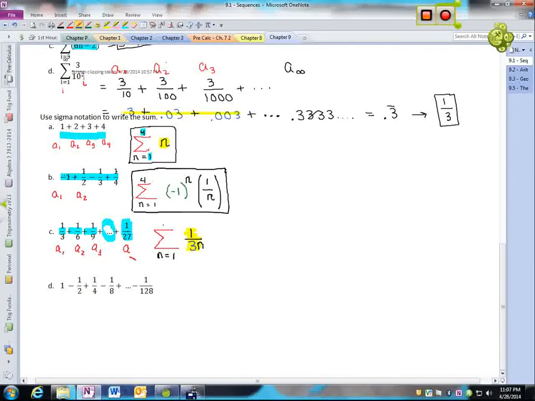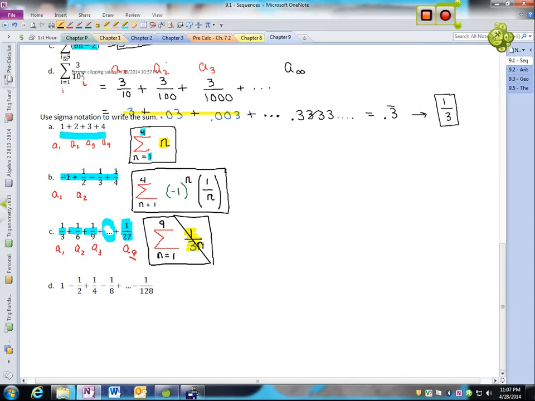Does the next one check? If I plug in 3, do I get 1/9? Yes. So what is this term here that I'm looking for? I want it to be 1 over 27. What do I have to plug in for n here in order to get 1 over 27? I need to plug in 9, because 1 over 3 times 9 is 1 over 27. So my upper bound is 9. I'm going through 9 terms for the nth term formula, 1 over 3n. Whoops, didn't mean to cross that out.